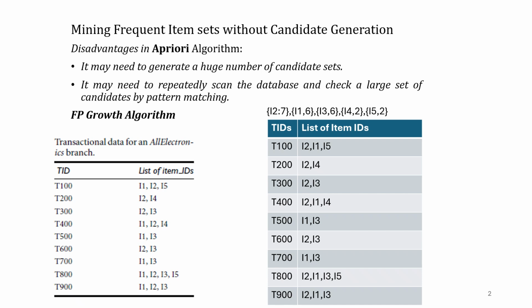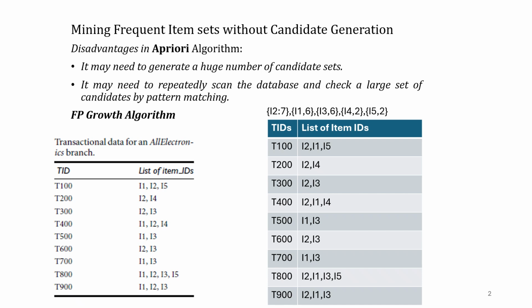Thus, to overcome this disadvantage, we are going for the FP growth algorithm, where we are not scanning the database as much as the candidates we are generating. Let us get into the problem. So this is the problem.